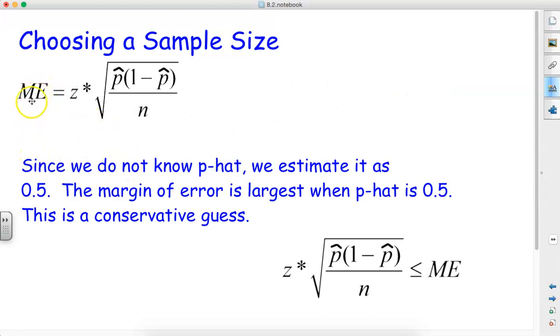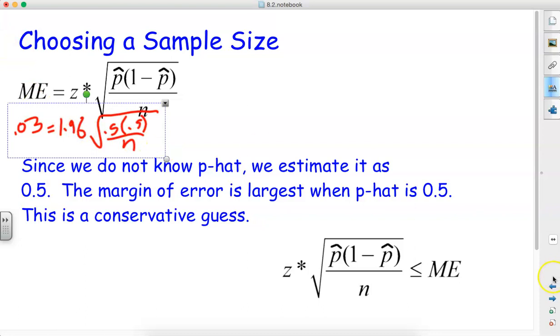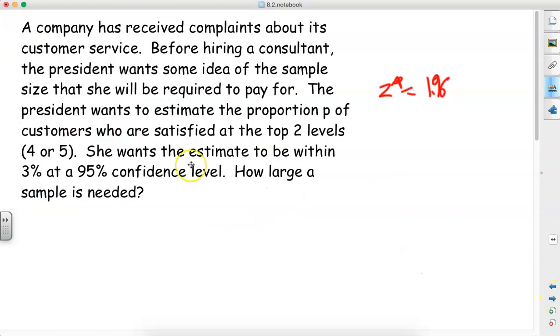So if we look at this formula, we know right here we're going to plug in 0.03. For Z star, we're going to plug in 1.96. And then like we said for p hat, we're going to do 0.5. And then 1 minus 0.5, well, that's just 0.5 again. And then we're going to solve it for n. All right, so that's the formula that we're going to have. So let me just copy that, and I'll paste it back over here where our problem is.